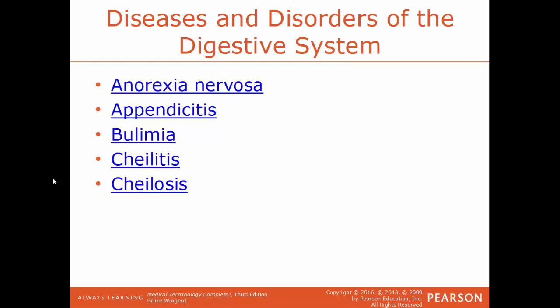Bulimia. This is an emotional disorder, just like anorexia nervosa is. But with bulimia, people will binge eat and then feel guilty about eating so much, then they purge themselves. They force themselves to vomit up the food they just ate. So even though they're eating large amounts of food, the body never has time to get used of that food. So it's a compulsive overeating and then a purging, either by vomiting or by taking laxatives, or maybe both.